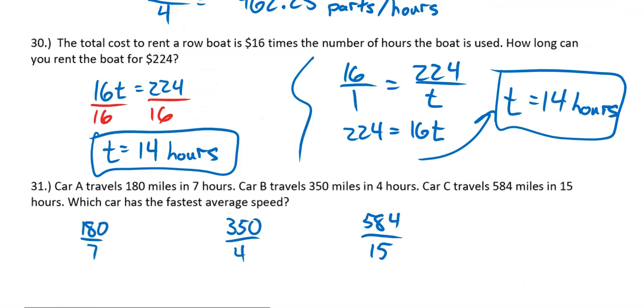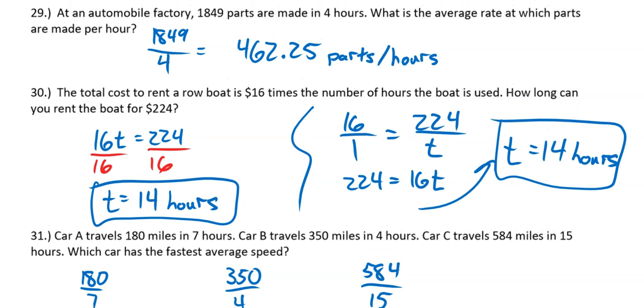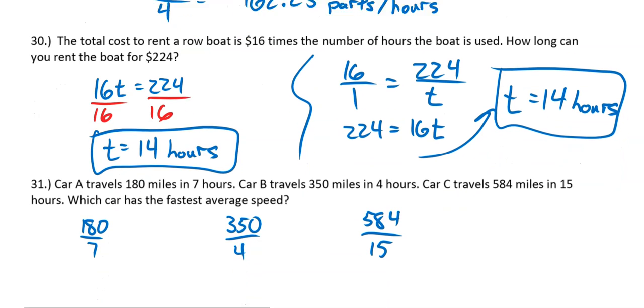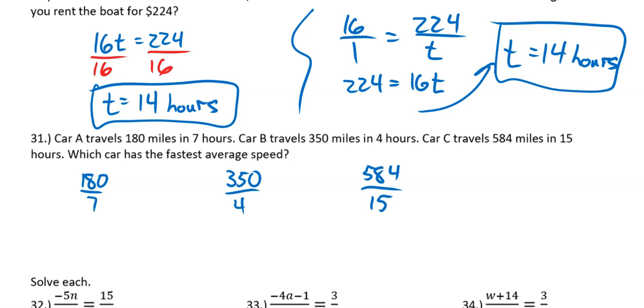And this kind of goes back to this other question, number 29. Whenever we have a rate, typically we'll do the division because it's a nicer way to look at it. It's an easier version of this thing to think about. And so I'm going to do the same thing with these guys. Comparing them where they are is tough. But if I actually do the division here, this one, I get 25.71. And again, that's miles per hour. If I look at the next one, the 350 divided by 4, that's 87.5. Again, that's miles per hour. And then the last one, the 584 divided by the 15, gives me 38.93. And again, that's miles per hour.